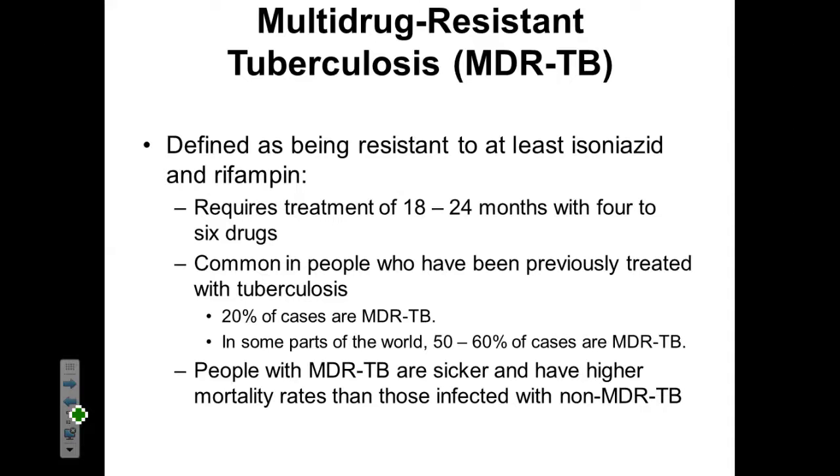Depending on the part of the world that you go to, that number can be as high as 60%. Individuals that have multidrug-resistant tuberculosis are very much sicker and they have higher mortality rates because that pathogen is much more virulent and it's much more difficult to fight off, especially if you compare them to individuals that have non-multidrug resistant tuberculosis.